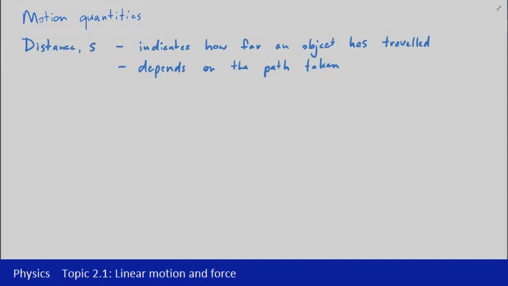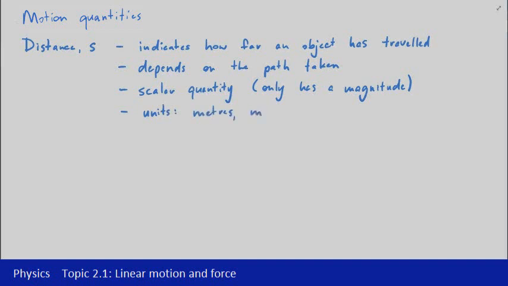Now, two more things to note here. The first is that distance is a scalar quantity, and I'm hoping you can recall that a scalar quantity only has magnitude. So it's about the size of the thing. If we're talking about the distance that you travel, you might say it's 2 kilometres, 3 metres, whatever it might be. And the unit we use for distance is metres, with the symbol m, as you well know. So there's all the basics about distance, nothing particularly difficult there.